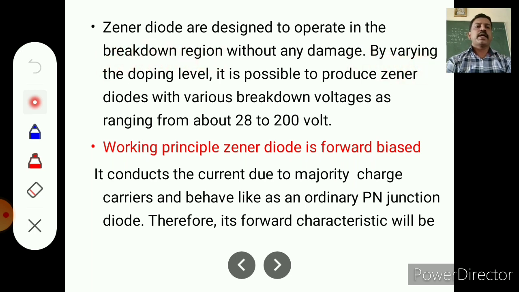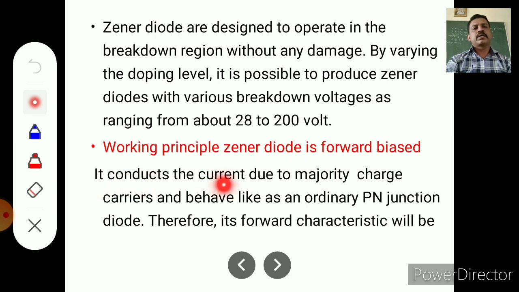By varying the doping level, it is possible to produce Zener diodes with various breakdown voltages, ranging from 28 volts to 200 volts. So by proper doping, we can increase the breakdown voltage, and it may be from 28 to 200 volts. Whichever voltage we require for our circuit, in this way we can set it from 28 to 200 volts. Working principle of Zener diode in forward bias.